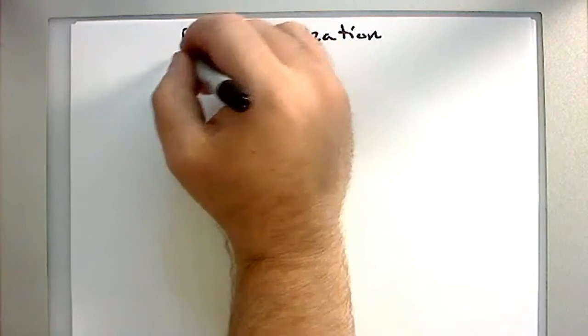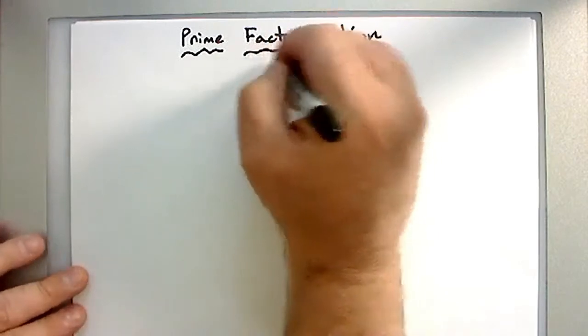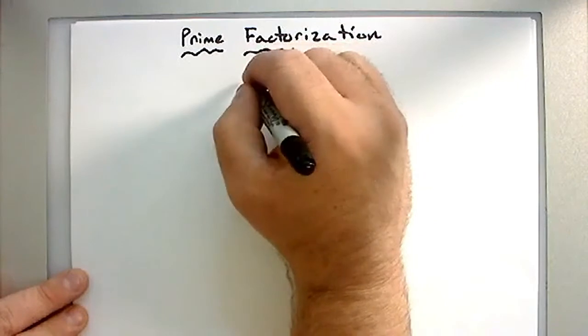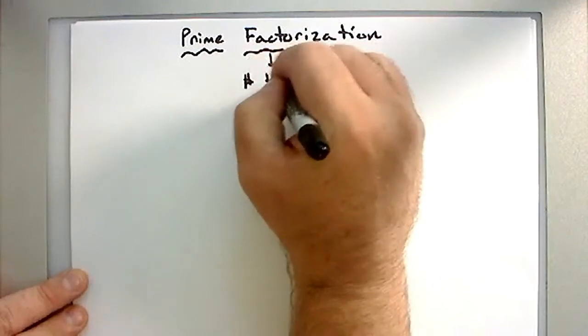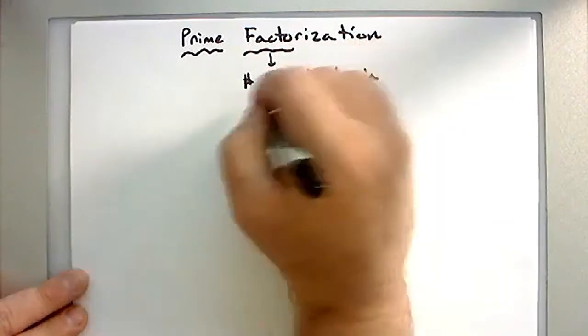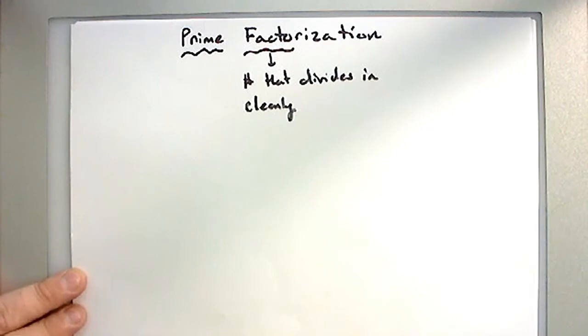So we know what a prime is. We just talked about that, prime numbers. What does factorization mean? Well, the key word here is factor, which means, be careful and make sure you hear what I'm saying here, it's a number that divides in cleanly. You could also say it's a number that multiplies to make that number, which means it divides into that number.